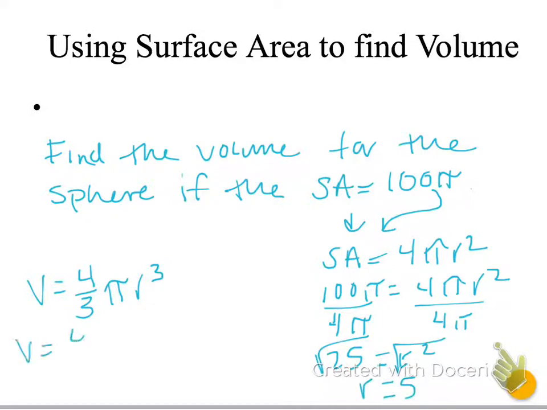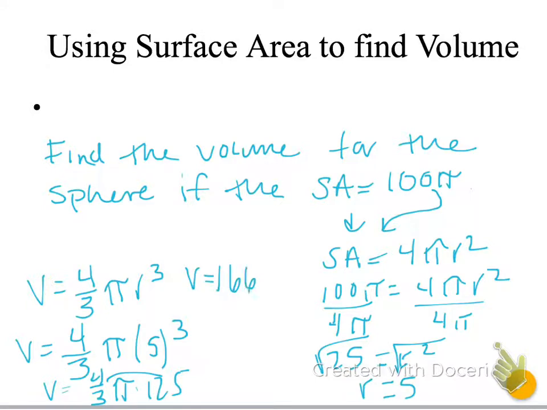So now all I have to do is plug it in. So 4/3 times pi times 5 cubed. So 5 cubed is 125. 125 times 4/3. We got our volume being 166.67. And then I don't have anything labeled on it, so we're just going to say units cubed. So there's our volume. So you kind of got to work around the equations for that one.